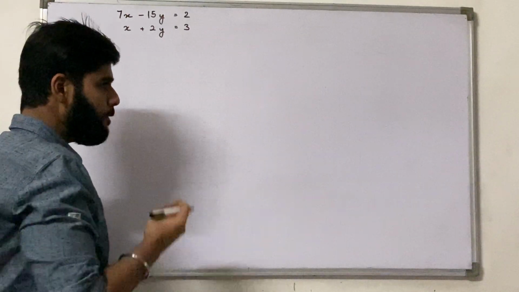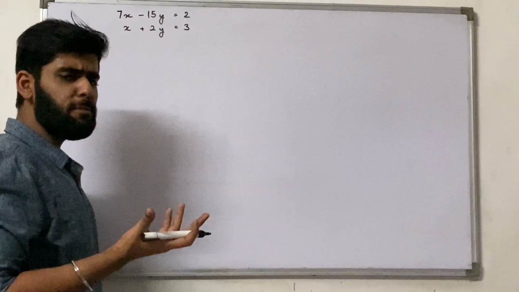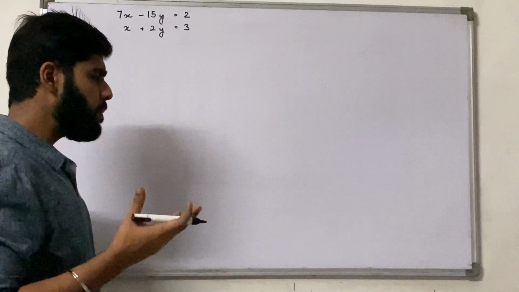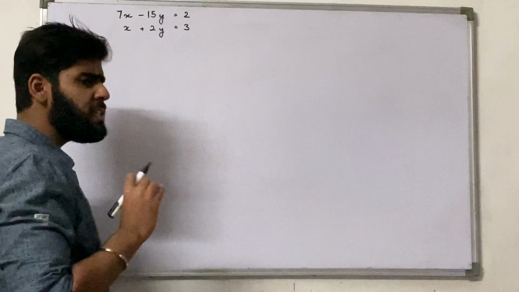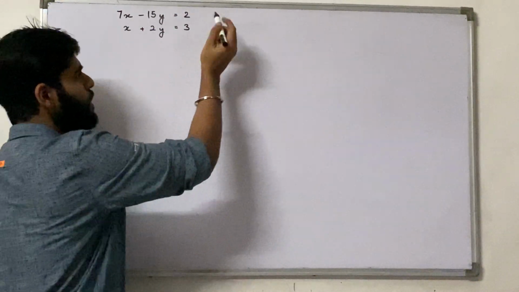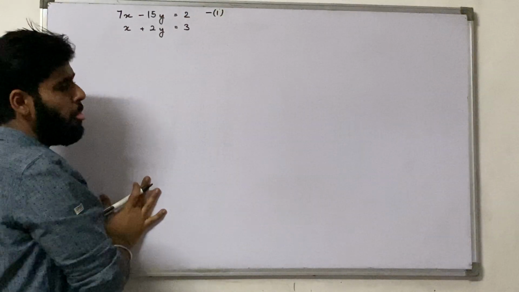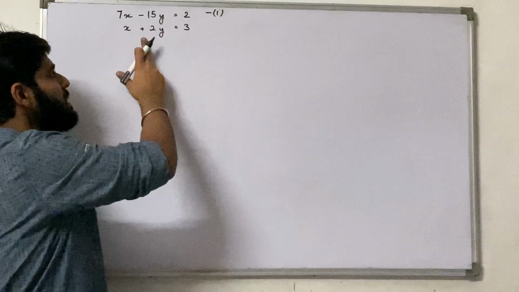Now we will first solve it with elimination and then I will teach you the substitution method. Substitution method you have already done, but it is a very lengthy kind of a method. Elimination is the easiest one. Now just imagine, in the first equation I have 7x minus 15y. In the second equation I have x plus 2y.